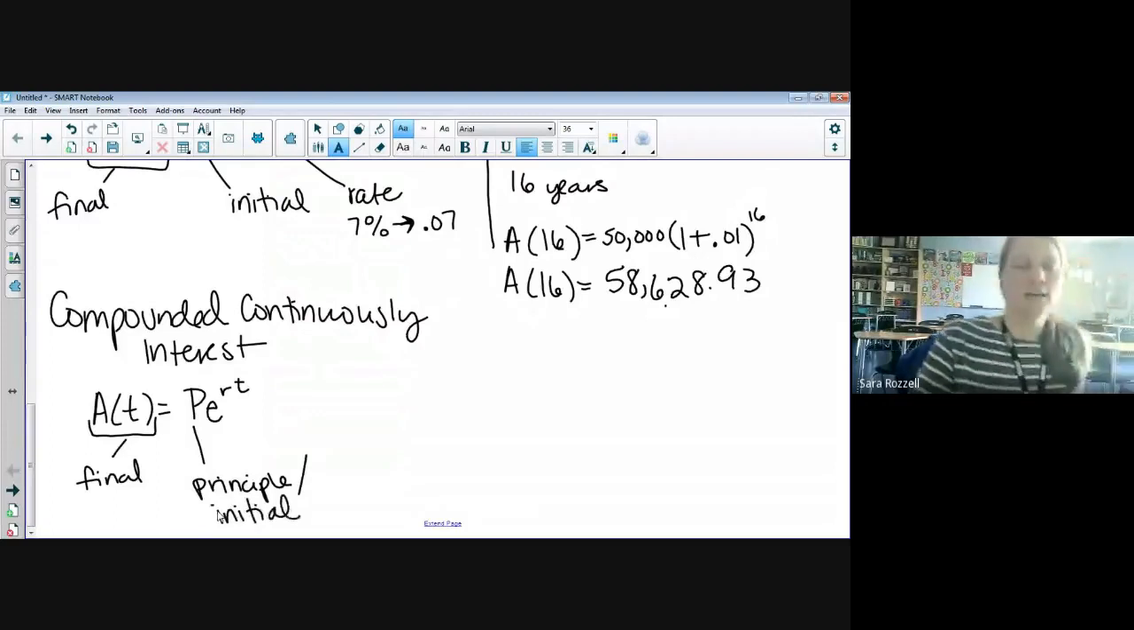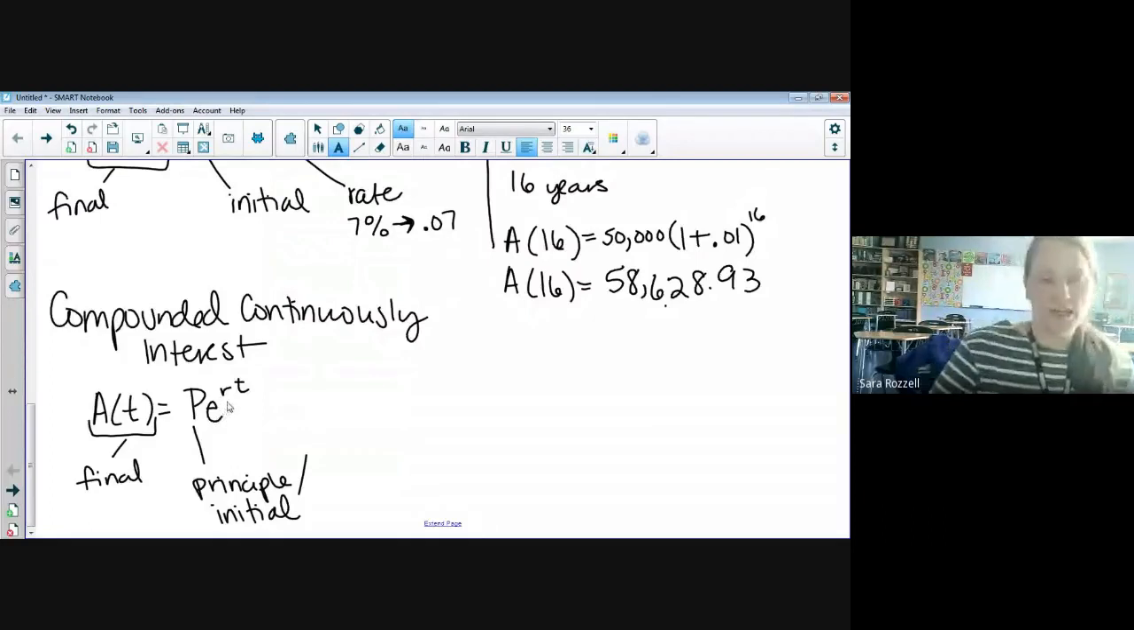The E is the letter E. There's the button for it on the calculator. If you just type in E in Desmos on your keyboard, it'll come up as the E, and that's fine. And the R and the T are in the exponent position. So this is rate, same thing, the decimal, and then time.